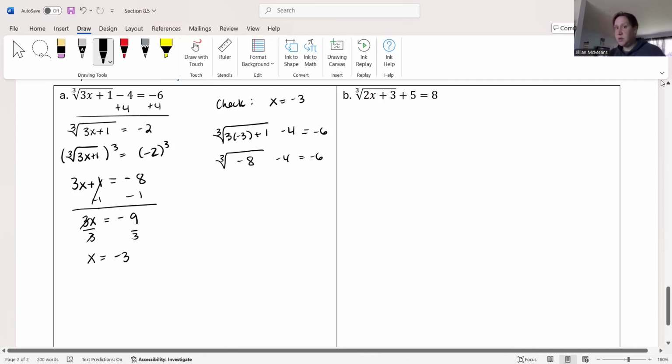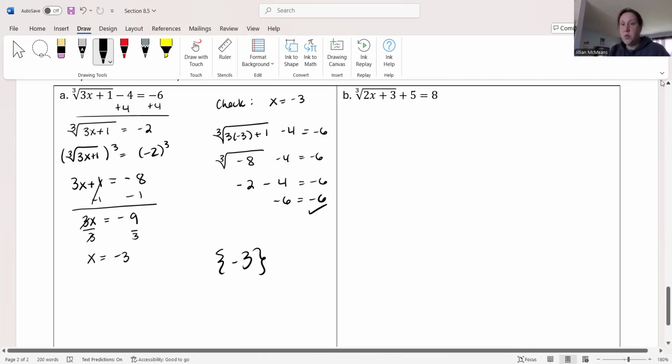And then again, when you're dealing with a cube root, the radicand can be negative. The result has to be negative 2. So if the radicand is negative, so is the result. The cube root of negative 8 is just negative 2. If you need to go and check that with a calculator, do so. So we get negative 2 minus 4 equals negative 6. Well, negative 6 really does equal negative 6. So x equals negative 3 is definitely our solution.